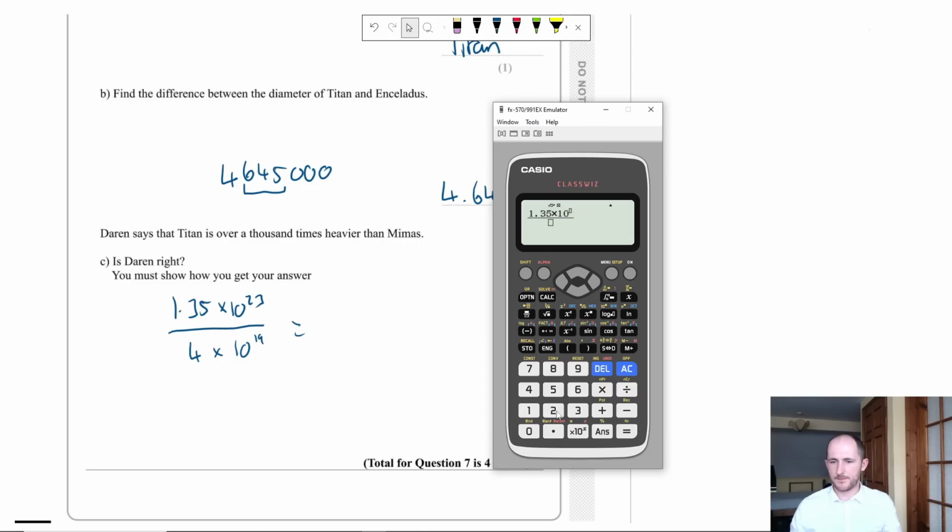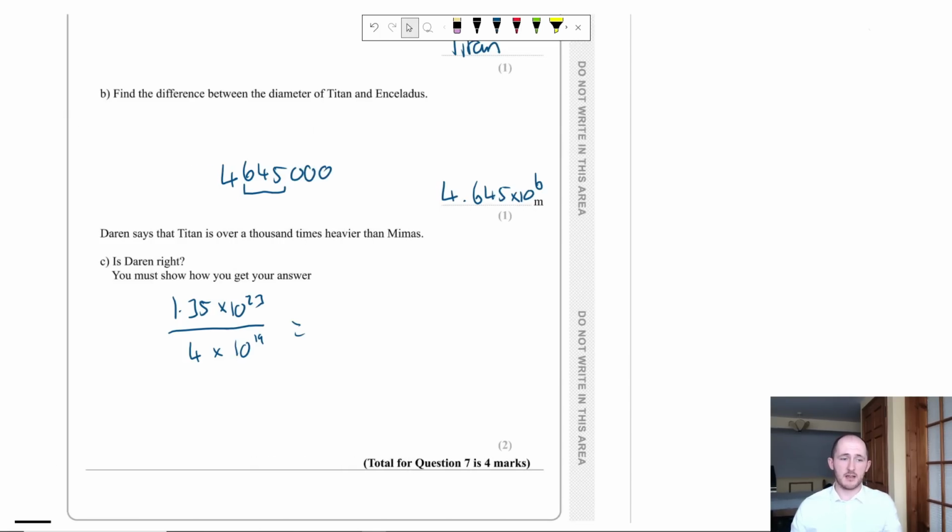Okay? So 4 times 10 to the power of 19. And we get that. So it's actually 3,375 times bigger. So in short, he's right. Actually, I shouldn't say bigger, I should say heavier. So yes, he is indeed right for that question.